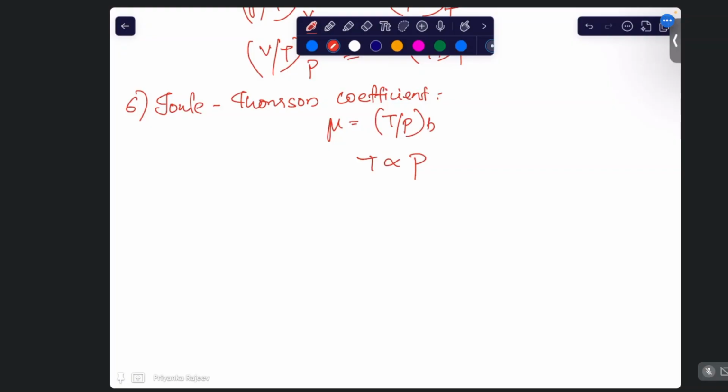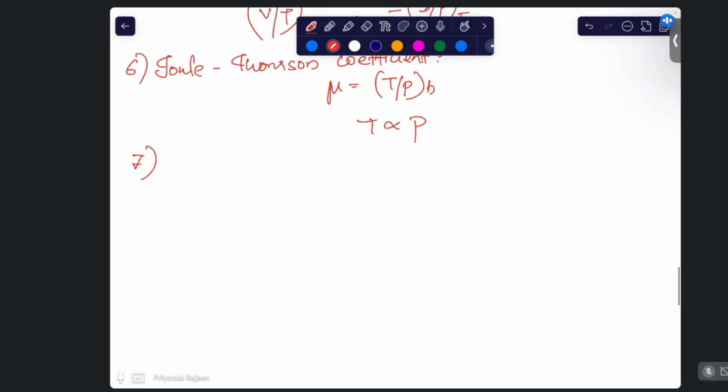Then compressibility factor Z. So compressibility factor gives an idea whether a gas is real or ideal. So if compressibility factor is equal to 1, then it is ideal. If not, it is real gas.